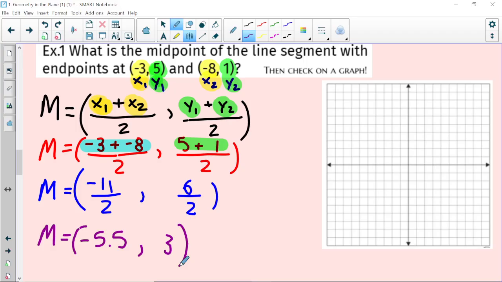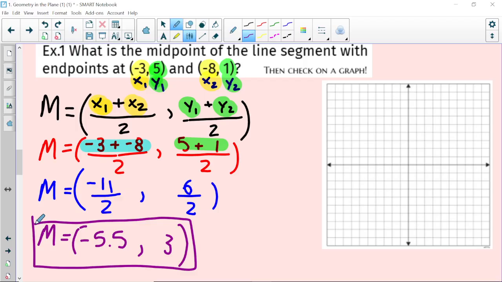So our midpoint, and it needs to look in coordinate form because it is a point. It needs to be an x, comma, a y with the parentheses around it. So our midpoint is -5.5, comma, 3. Yes? Okay. What questions do we have on using the midpoint formula?